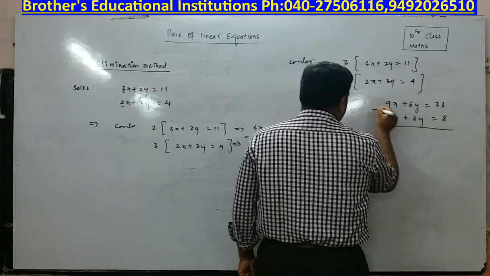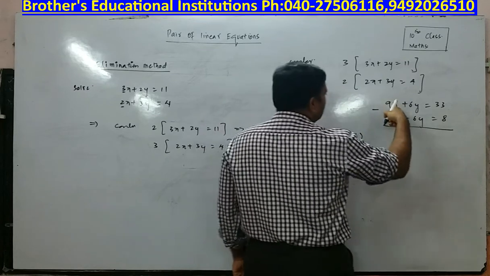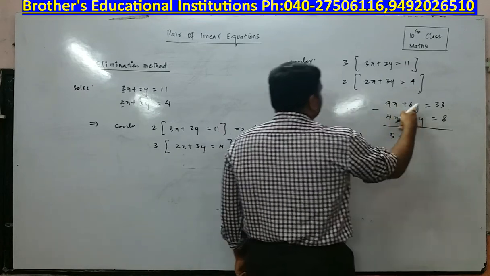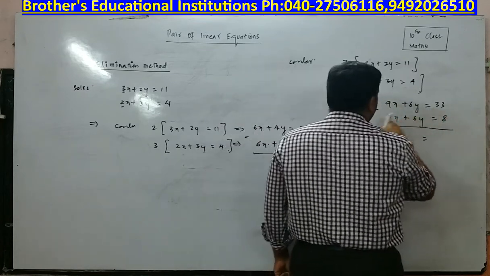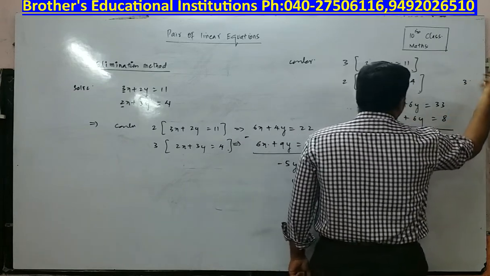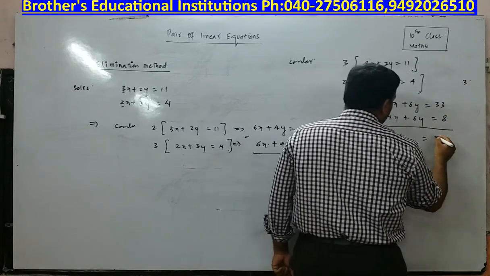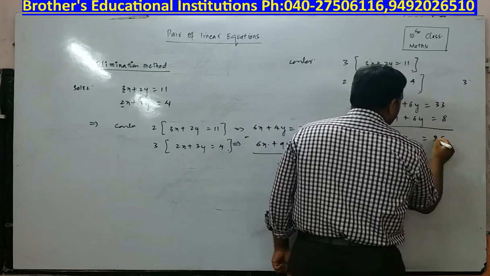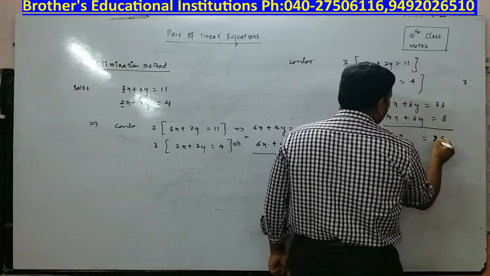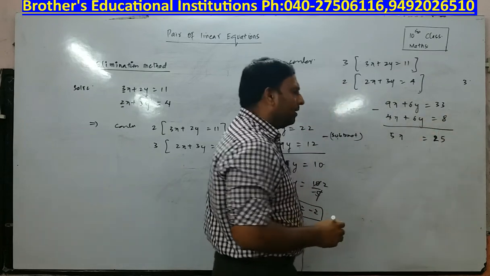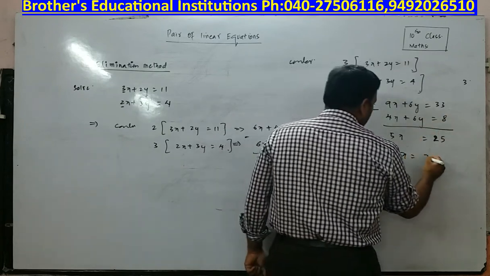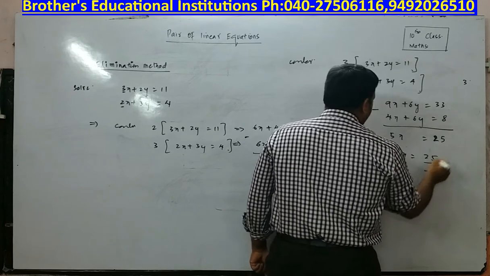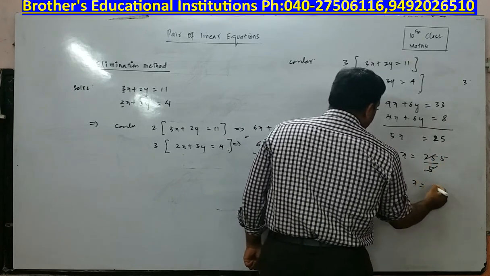Now I will subtract. When I subtract, 9x minus 4x will be 5x. 6y minus 6y cancel. 33 minus 8, what is 33 minus 8? That is equal to 35, I'm sorry, 25. Is it correct? 25. So x is equal to 25 by 5. 5 1s are 5, 5 5s are 25. So x is equal to 5.